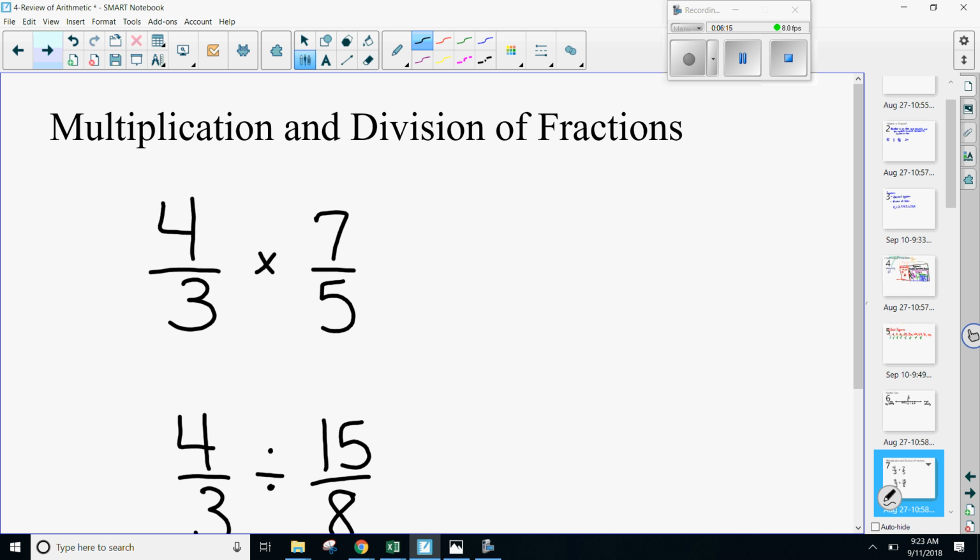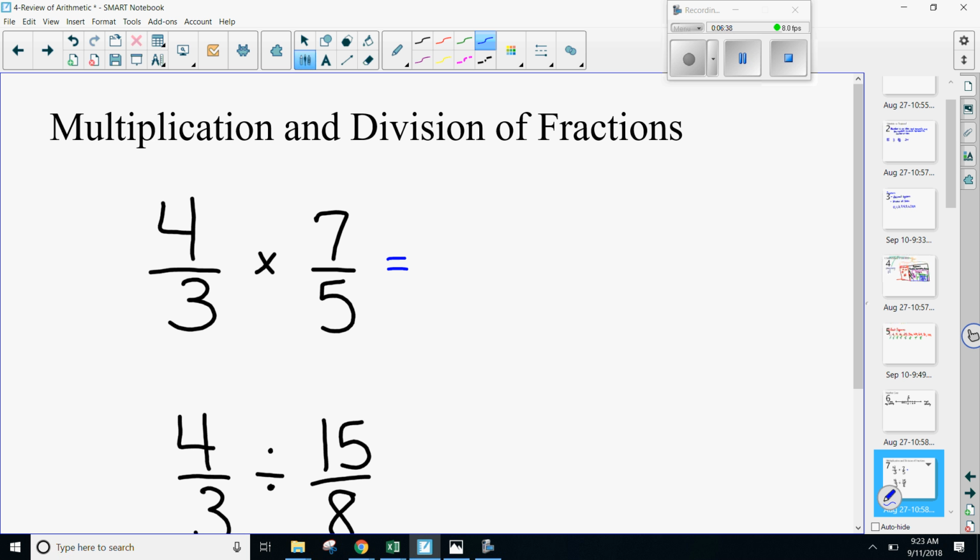You have to have a common denominator. And then you just add the numerators, keep that denominator, or subtract the numerators and keep that denominator. But what happens when you are multiplying or dividing fractions? If you want to multiply fractions, I have 2 fractions up on the board, 4/3 times 7/5. How do you multiply them together?